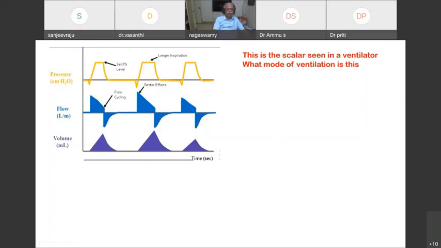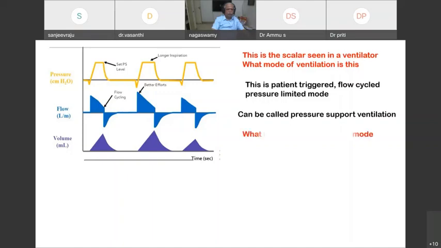The pressure, flow, volume. So patient trigger, flow cycle, pressure limited mode. Okay. Patient trigger. You can see the triggering before the respiratory effort. Okay. This is the flow which shows both inspiration and expiration. Flow cycle, pressure limited mode. And we call pressure support ventilation also.